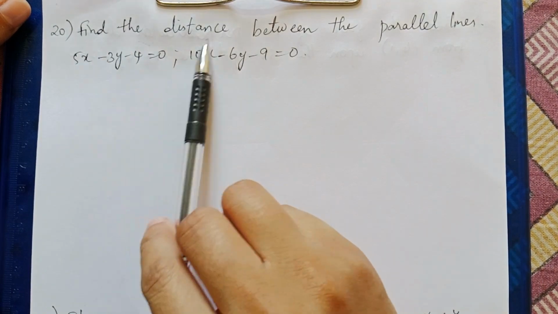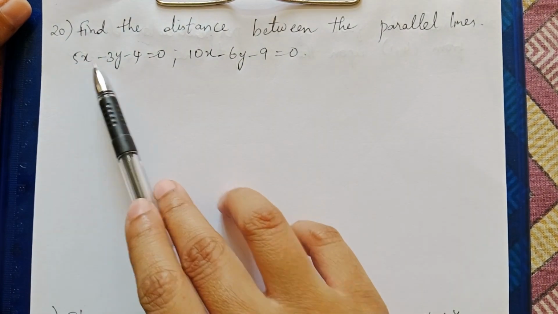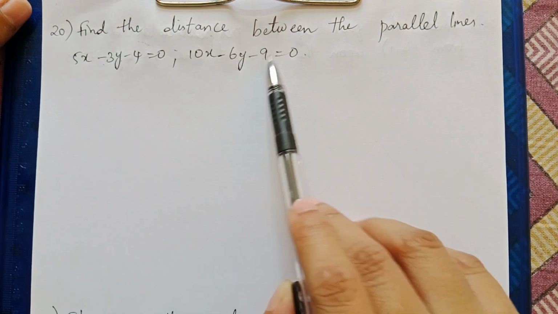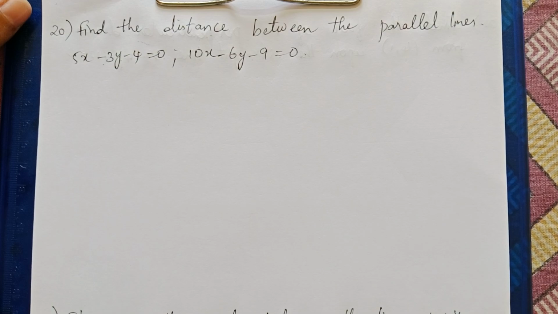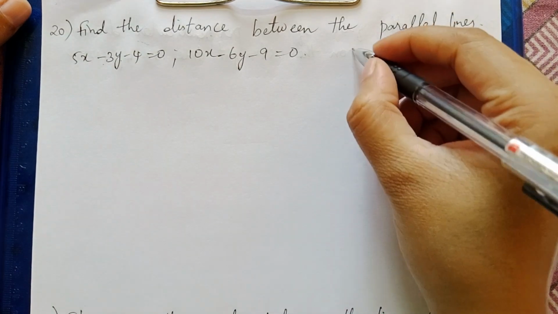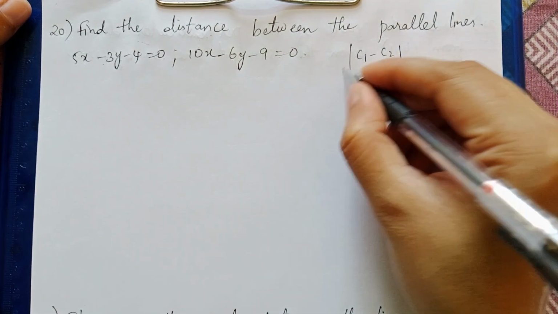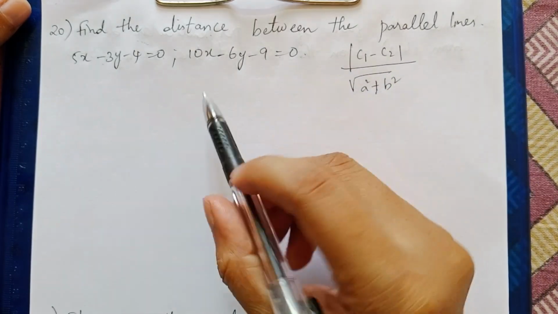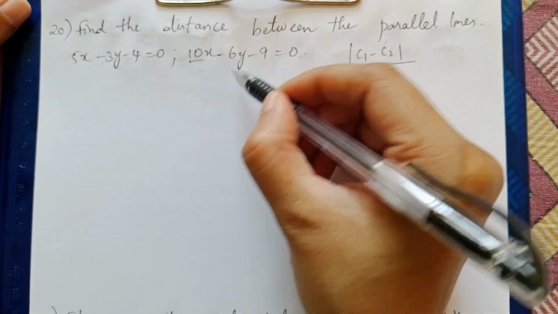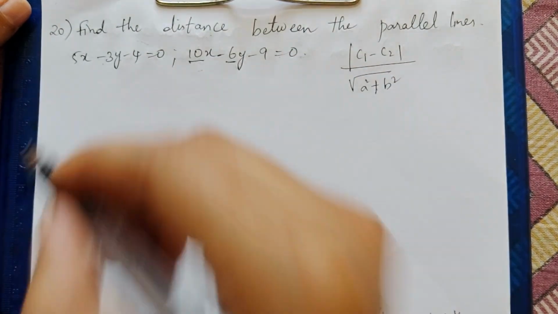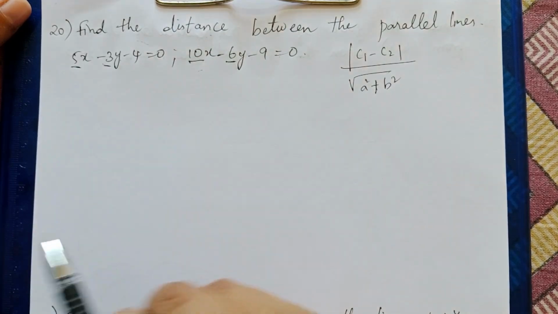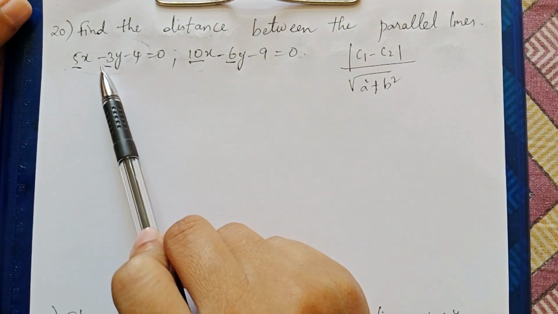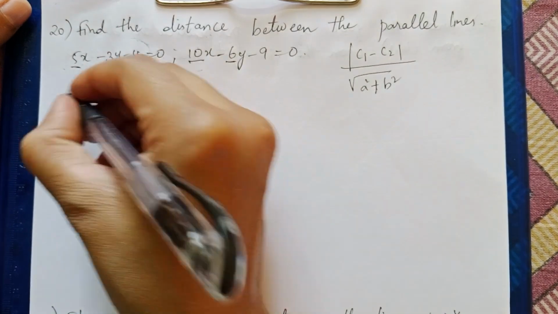20th question, find the distance between the parallel lines 5x minus 3y minus 4 equal to 0 and 10x minus 6y minus 9 equal to 0. So the distance between the parallel lines is given by the formula mod c1 minus c2 by root of a square plus b square. Okay, so the thing is we have to have in both the equations the value of a and b should be equal, right? So we have to make this equal, so we should multiply it by 2. Okay, for this equation we'll multiply it by 2.